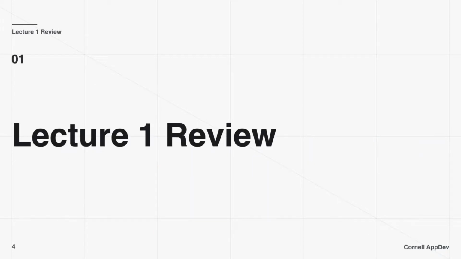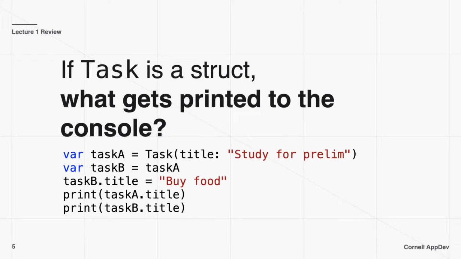Okay, so we'll first go over some lecture 1 review. So let's say task is a struct. And if you have a variable called task A, and you assign task A to task B, and you change task B's title to buy food, what would task A.title print? Does anyone want to answer that? I saw his hand first.